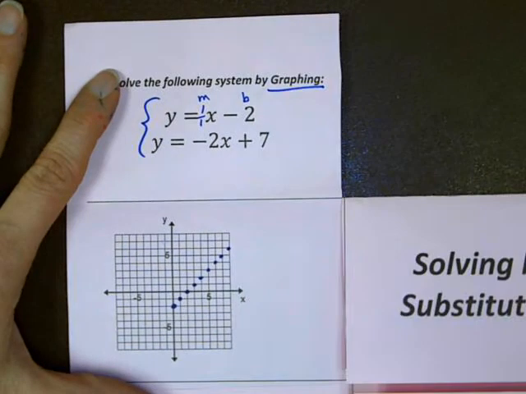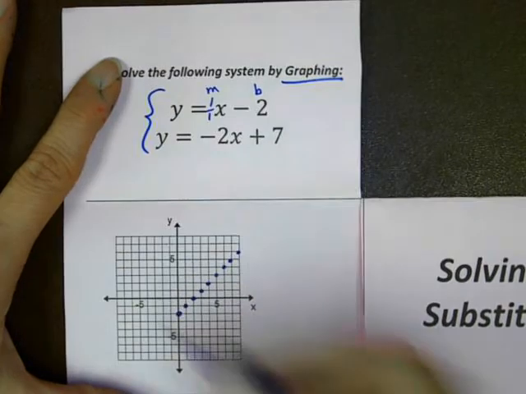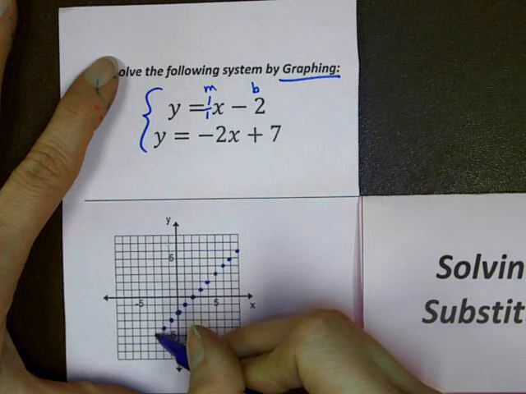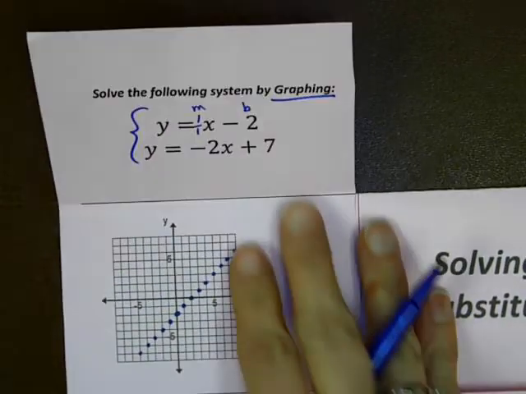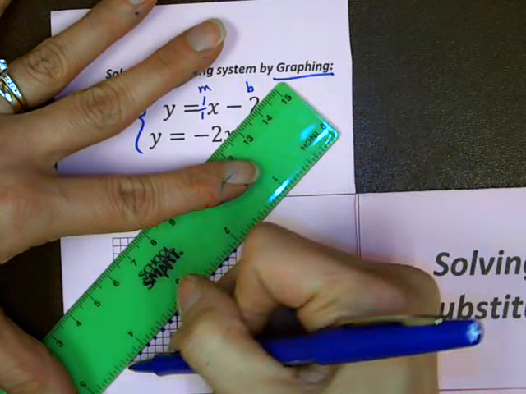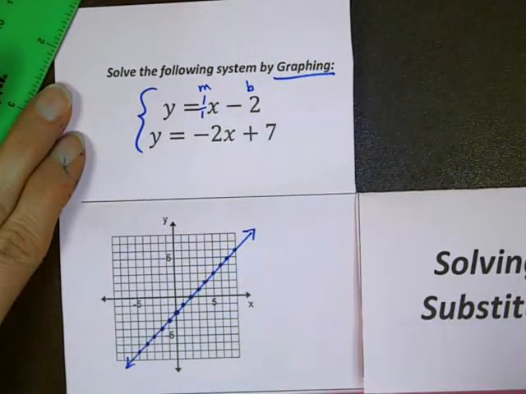Let's also go left because the solution might end up being over there in that quadrant. So I'm going to go down 1, left 1, down 1, left 1, down 1, left 1. Let's go as many points as the graph paper will allow. And let's draw a nice straight line, a nice line that has arrows on it. Okay, that's only the first line.